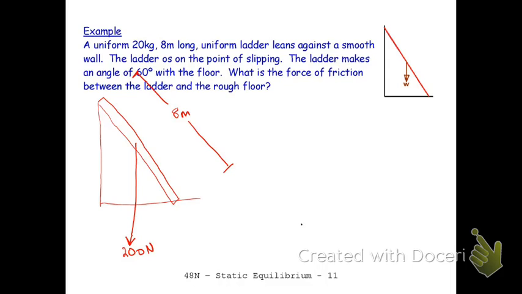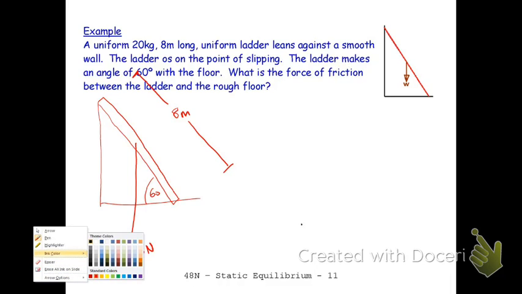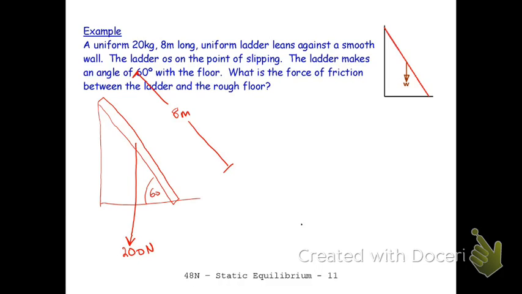It's on the point of slipping. The ladder makes an angle of 60 degrees with the floor, so there's my 60 degrees with the floor. What is the force of friction between the ladder and the rough floor? What I've got to do now is take an inventory of my forces. He says there's a force of friction between the ladder and the rough floor. Will it point towards the corner or away from the corner?